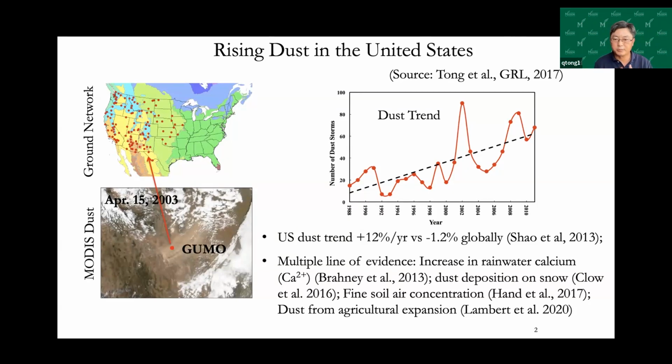And our effort was only part of a big effort by the community, showing increased dust in the rainwater, in the dust deposition on slopes in the Colorado Mountains, and fine soil in the air. So there's a lot of research going on trying to figure out the trend, and we expect that as the drought becomes more severe, we're going to see more dust storms.